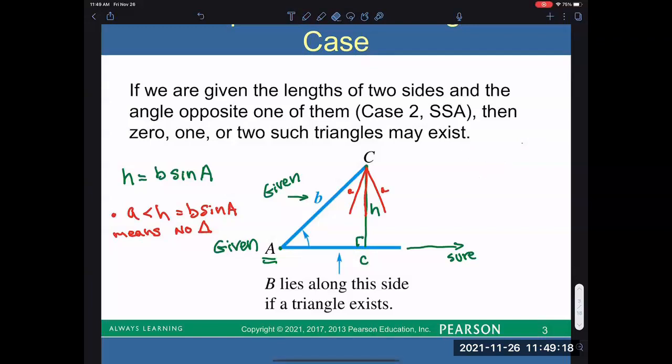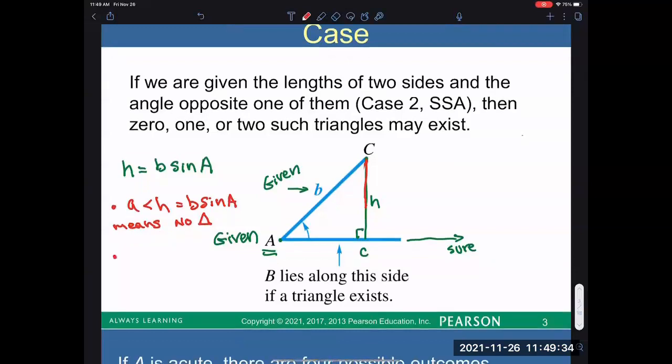All right, so that means to have a chance at forming a triangle with the information provided, we need side A to be at least as long as H. So let's use that as our second possibility. So let's say that A is equal to H. It's equal to B times sine A. Well, if that's the case, then A is the same length as H. And so if it's in a triangle, it exactly shoots straight down and just barely is able to touch the base length.